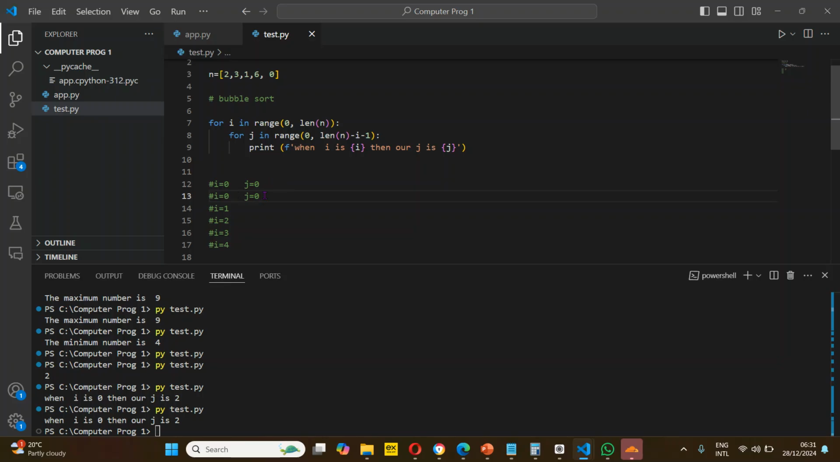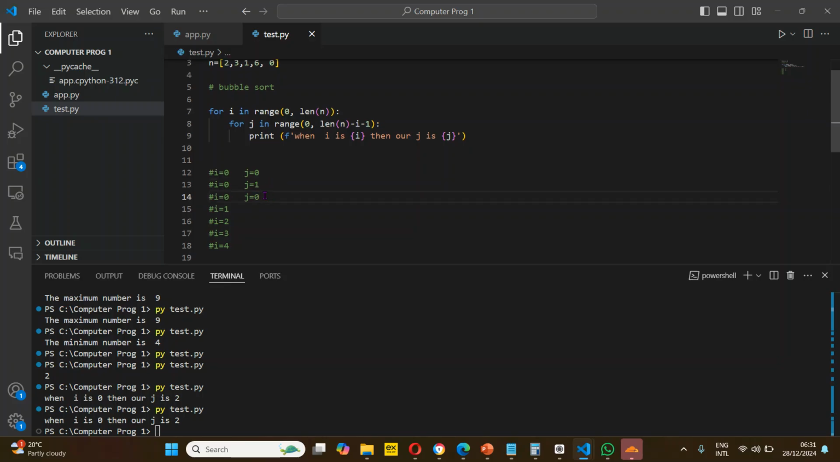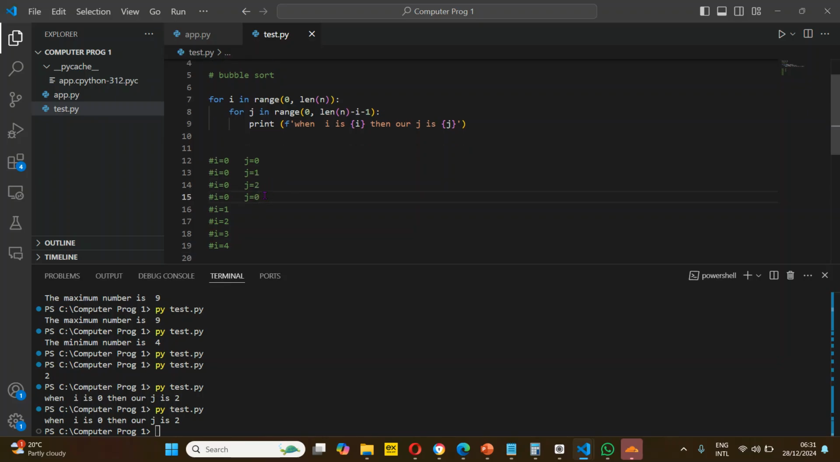When i equals 0, j becomes 1. When i equals 0, j becomes 2. When i equals 0, j becomes 3. When i equals 0, j becomes 4, right? Which is 1, 2, 3, 4, 5, right?